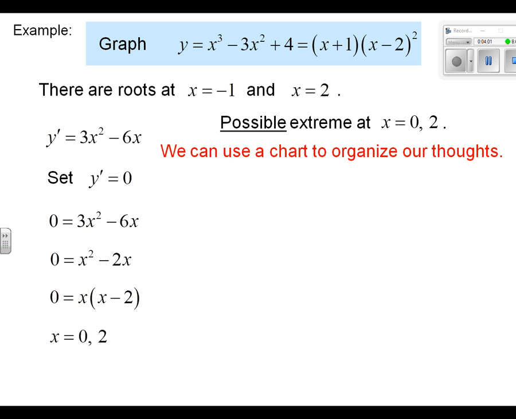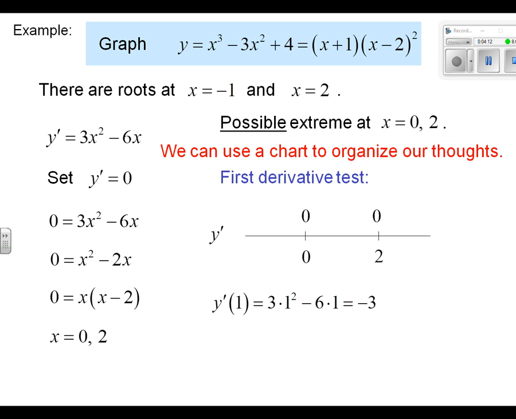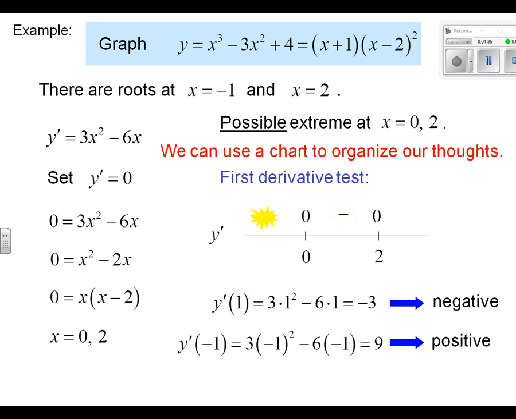Sometimes you can use a chart or a number line, some way to keep track of things. So we have y prime is 0 in these two places, at 0 and 2. Then let's investigate what the derivative is to the left and to the right. We're choosing 1 because it's in between them. So it's negative there, meaning that the function is what? What's happening to the function there? It's decreasing. Then if we look on the other side, we see that it's positive, which means it's increasing.